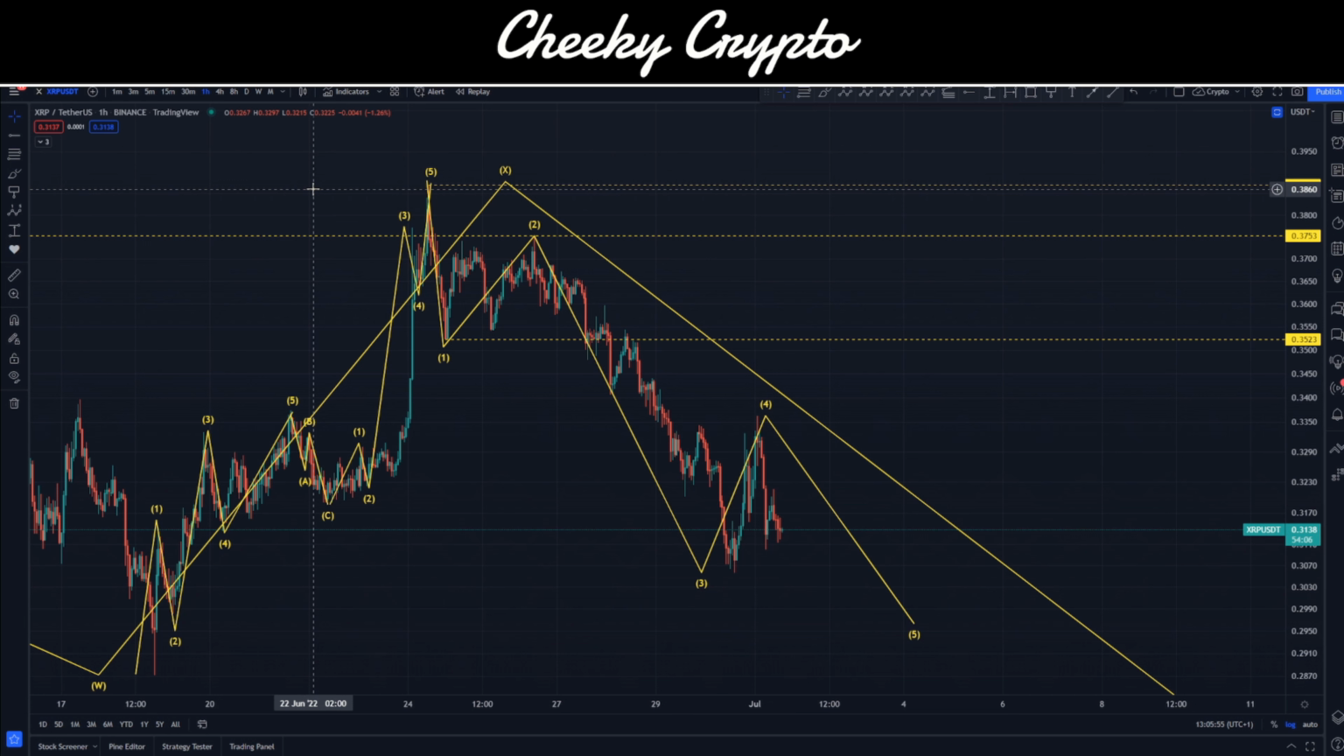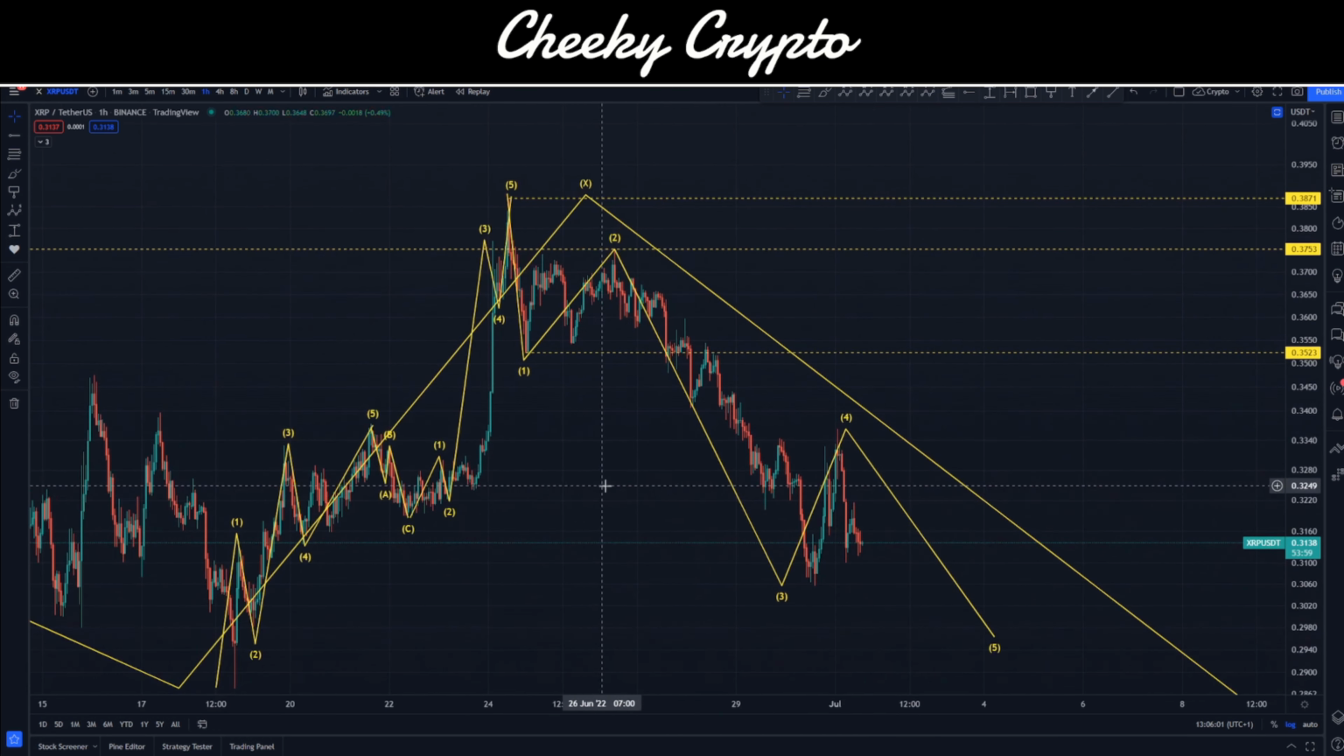So XRP paired up with USDT on the hourly chart, and Binance is the data source here. As you can see, we're tracking this kind of 5-wave structural move down, and we actually did see this come down lower than my initial expectations, and we can analyze this and make sense of this third wave move actually being a bit extended. So I'll show you what that looks like.